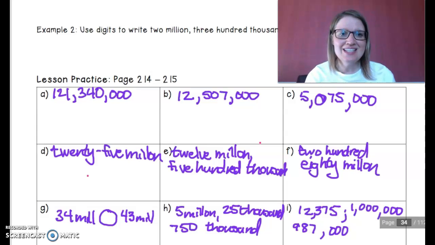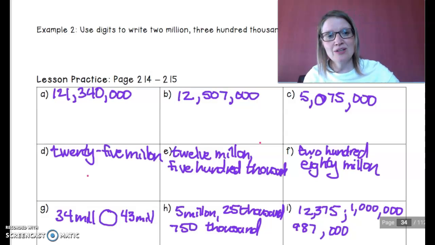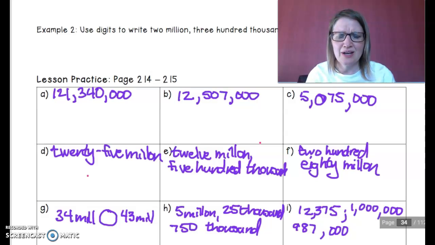Hi everyone. Today we are going to talk about lesson 34, which is writing numbers up to 100 million. Huge. And we have a lot of practicing and a lot of digits to write out.